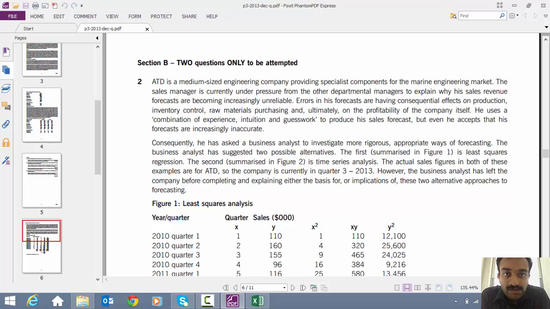Let's use the question from December 2013. The name of the question is ATD, and in case you're using a Kaplan revision kit, this should be question 10 in the 2014-15 edition. In any case, this is question number 2 of December 2013.